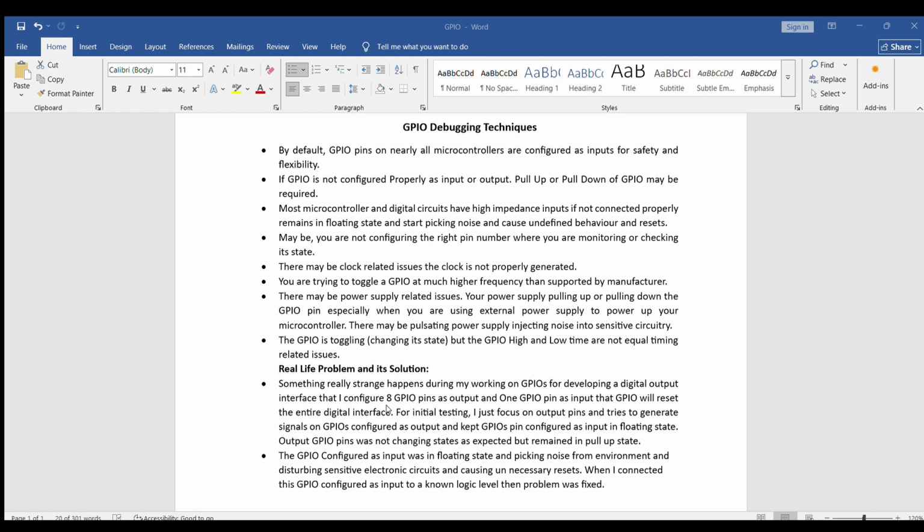Or in some other cases there may be issues related to the power supply of your microcontroller. Maybe most important, especially when you try to power up your microcontroller from an external power supply, like from a power adapter.